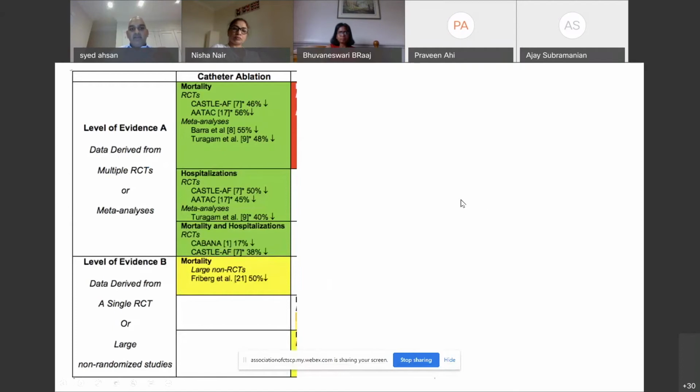I just wanted to show you this slide because one of the criticisms that we as a community get for treating AF is, well, we can manage these medically, and actually ablation, either catheter-based in the cath lab or surgical ablation, has no real role.